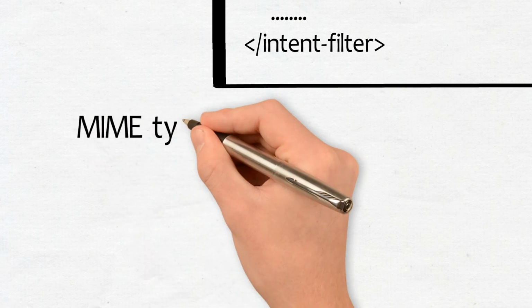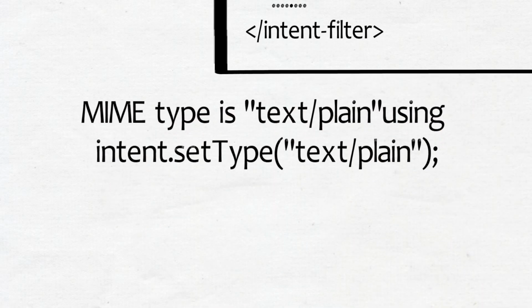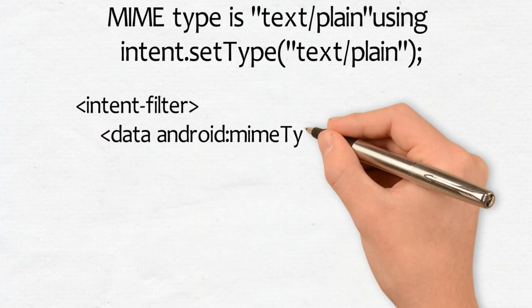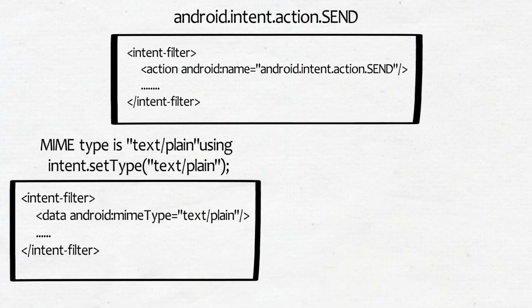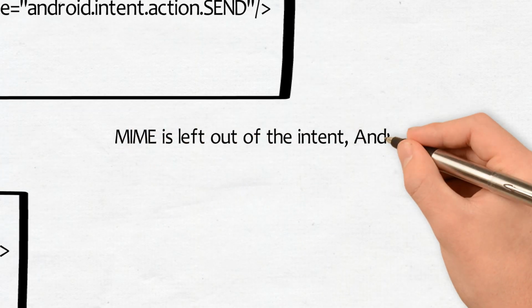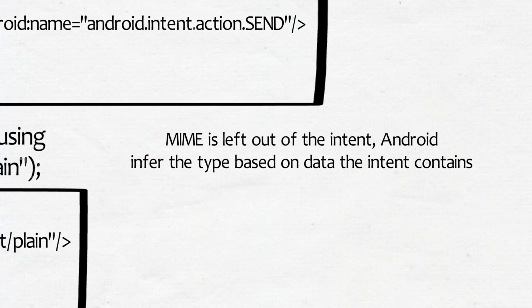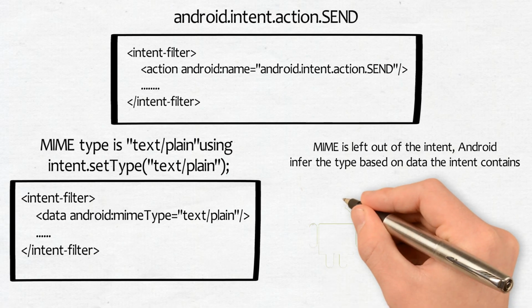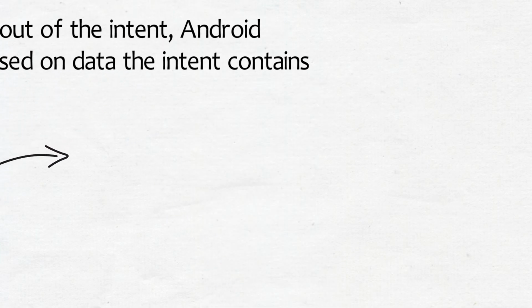Similarly, if the intent MIME type is set to text/plain using intent.setType("text/plain"), Android will only consider activities that can accommodate this type of data. If the MIME type is left out of the intent, Android tries to infer the type based on the data the intent contains. Once Android has finished comparing the intent to the component intent filters, it sees how many matches it finds.